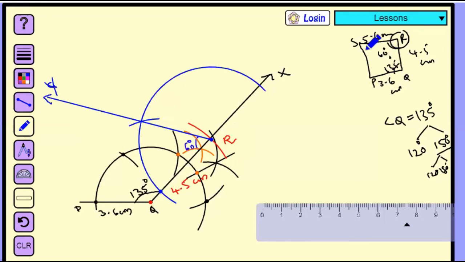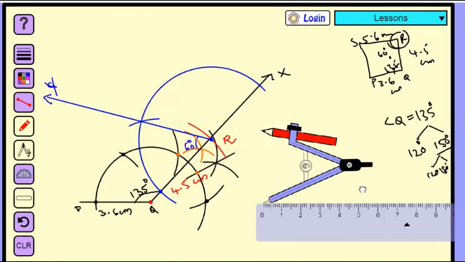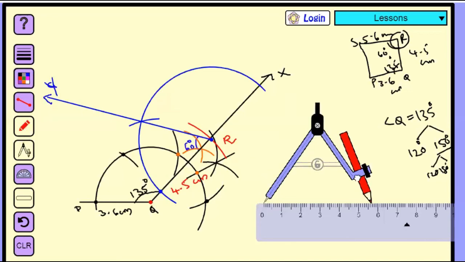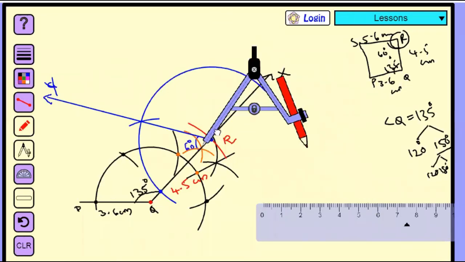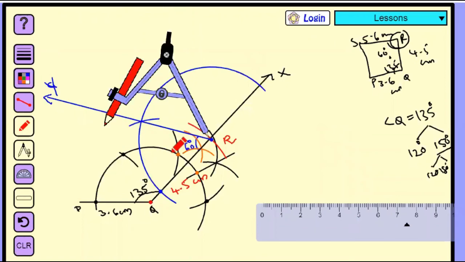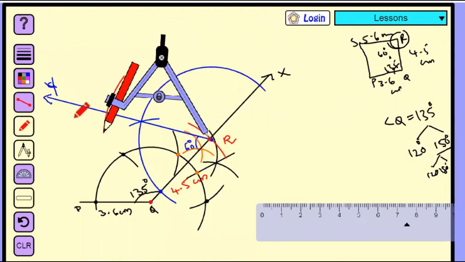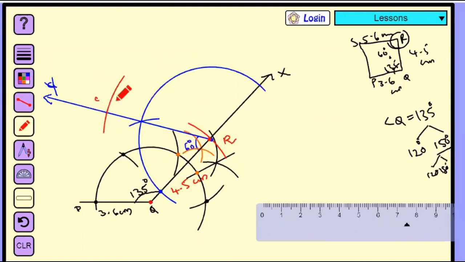Now we are going to locate the point S on this ray RY. So we know the length of R to S is 5.6 centimeters. So for that, you should take the compass radius as 5.6 centimeters. Why? Because we are going to locate the point S on the ray RY. Now with R as center, draw an arc which cuts the ray RY at point S. Now here we are getting point S. Now write the length of R to S is 5.6 centimeters.